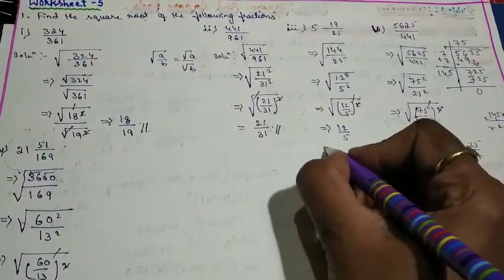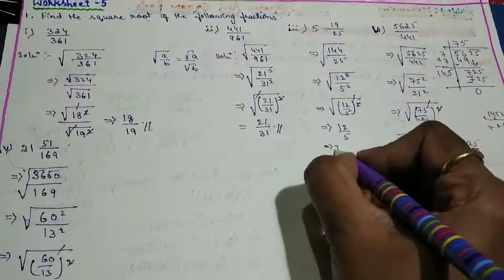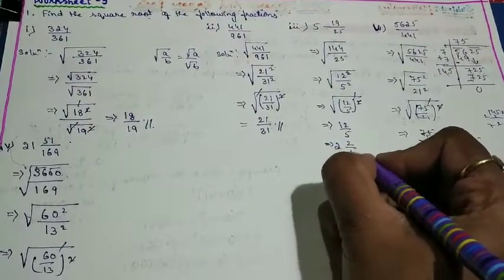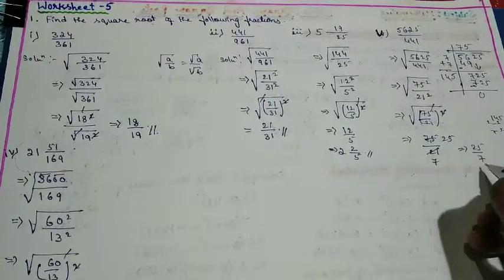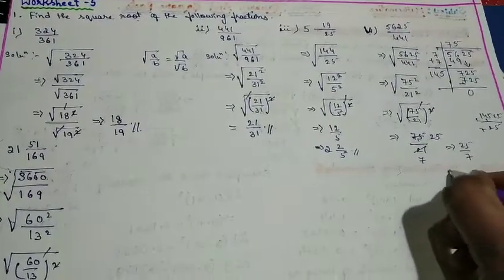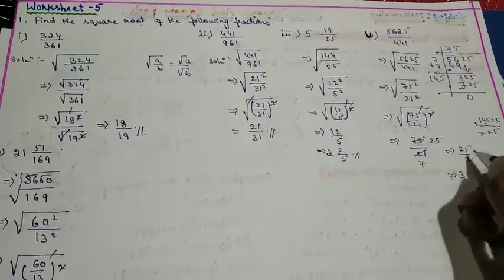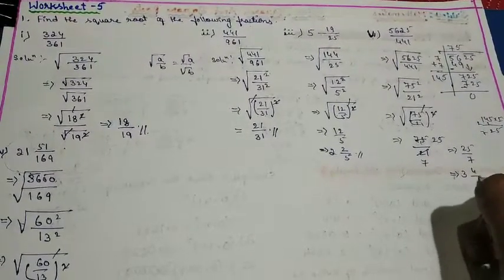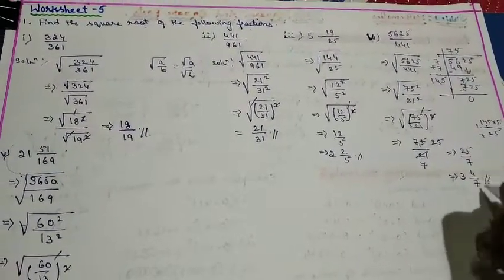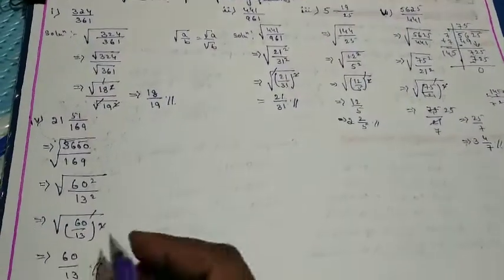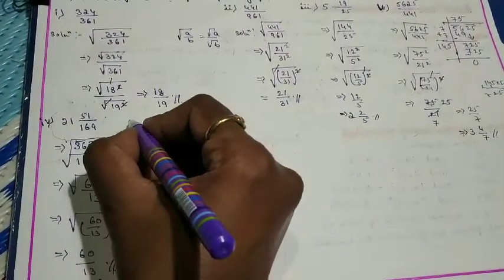You can convert it. 5 twos are 10, so that is 2 by 5 can be written. And even in the fifth question also it is possible. 7 twos are 14, 7 threes are 21. 25 minus 21 is 4, so 4 by 7. So you'll get 3 and 4 by 7 as the mixed fraction. Clear? Now we'll move to the sixth question.